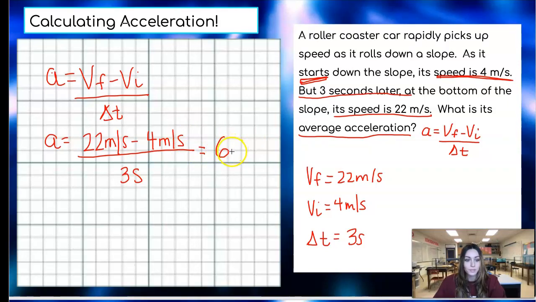I know that numbers mean nothing in science without units. So if we look, we have meters per second over seconds, which we know leaves me with meters per second squared. So we know that this roller coaster car has increased its velocity by 6 meters per second. So it has accelerated at a rate of 6 meters per second squared, positive.